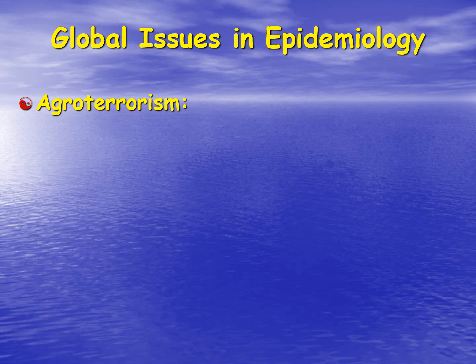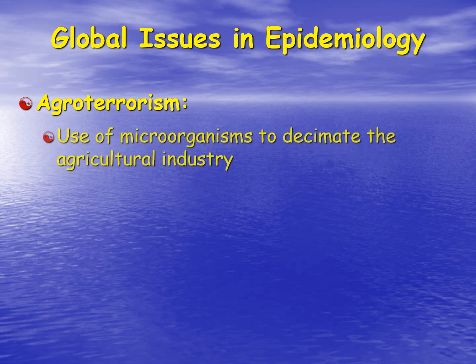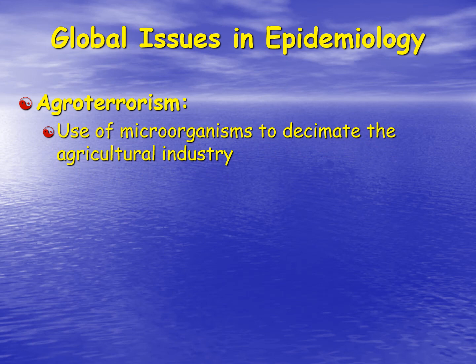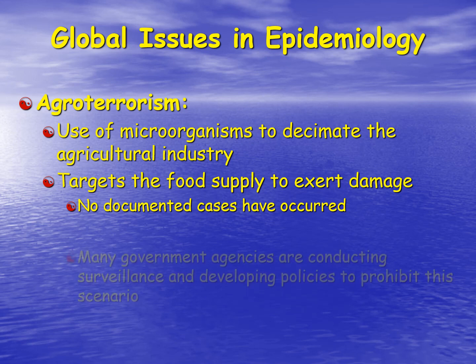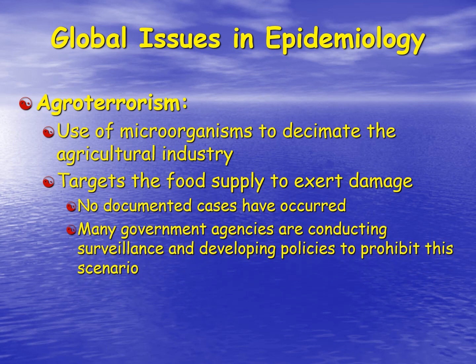And agroterrorism is actually kind of a subset of bioterrorism, because think about this. Who controls the food controls the world. And so agroterrorism is the use of microorganisms to decimate the agricultural industry, both plants and animals. If I control your food source, I control you. So it targets the food supply to exert damage within the food supply. And so far, knock on wood, no documented cases of agroterrorism have occurred, but many government agencies are conducting surveillance, and I guarantee you the U.S. is, and developing policies to prohibit this scenario.